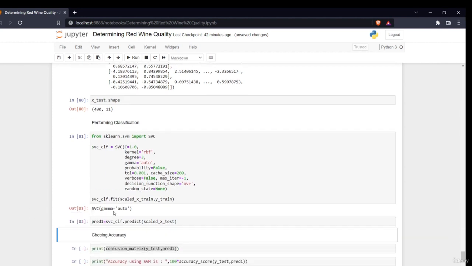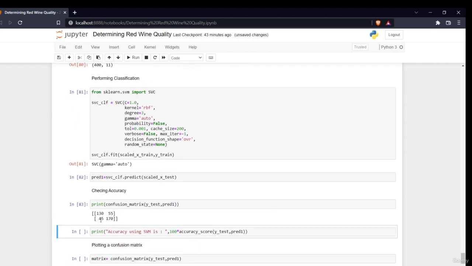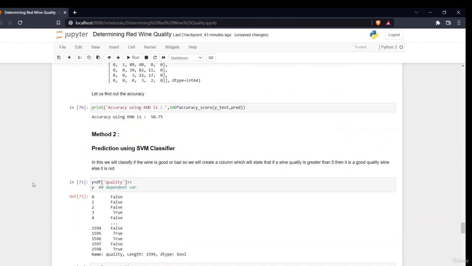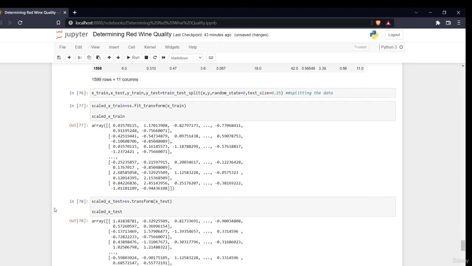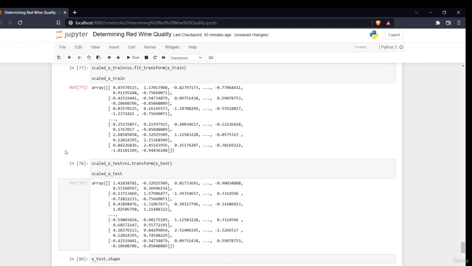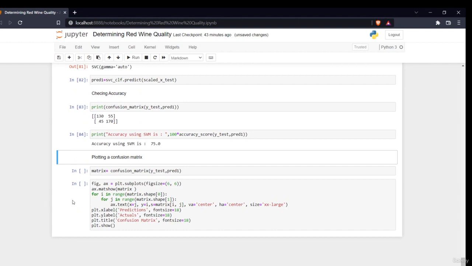So I'll just predict it. Now let's plot a confusion matrix. 45, 55, and accuracy is 75. Not bad. Earlier we had an accuracy of 58 or almost 60, and now we have an increase to 75. This is a very good approach. As you can see the difference between the approaches, the last thing we have to do is just plot a confusion matrix.